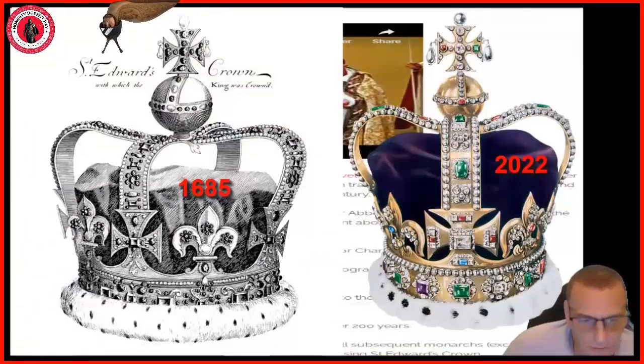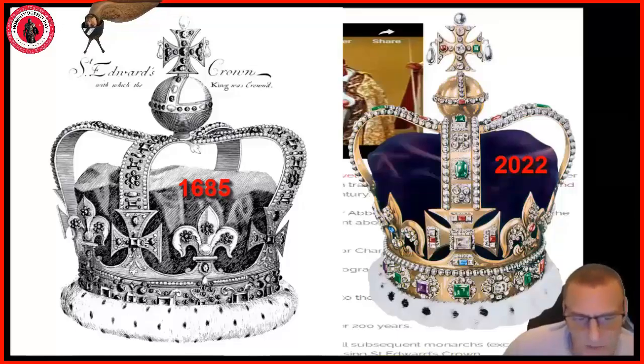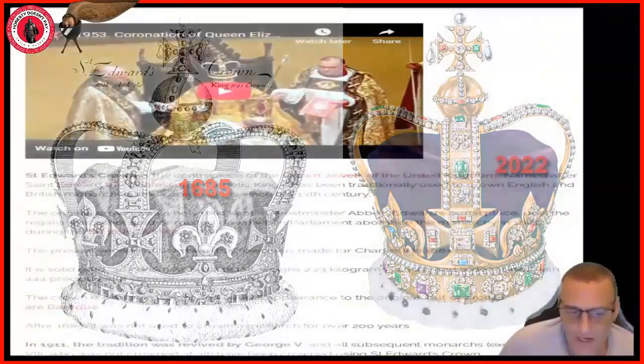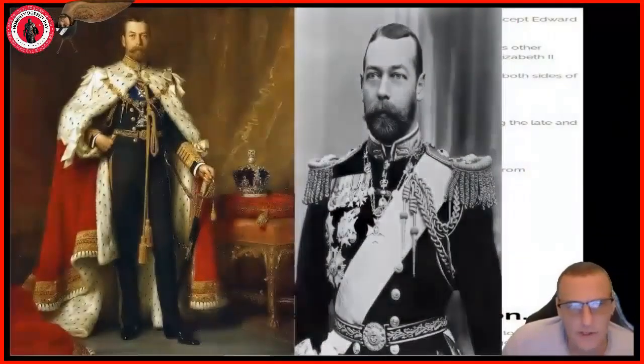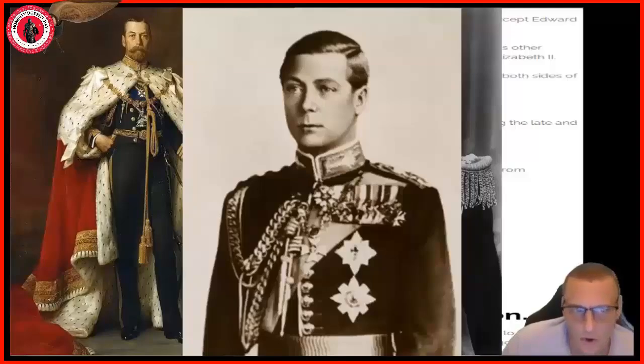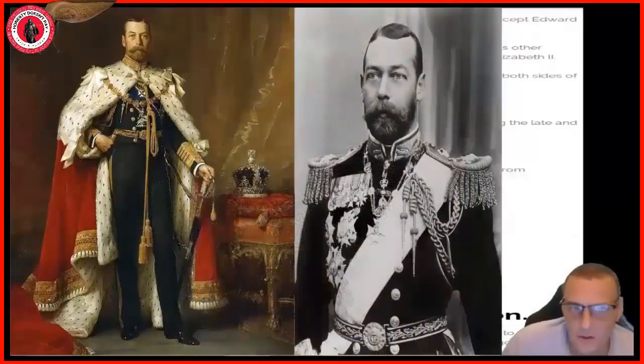It is solid gold, 30 centimetres (12 inches) tall, weighs 2.23 kilograms (4.9 pounds), and is decorated with 444 precious and semi-precious stones. The crown is similar in weight and overall appearance to the original, but its arches are baroque. After 1689, it was not used to crown a monarch for over 200 years. In 1911, the tradition was revived by George V, and all subsequent monarchs, except Edward VIII, who was not crowned at all, have been crowned using St Edward's crown.